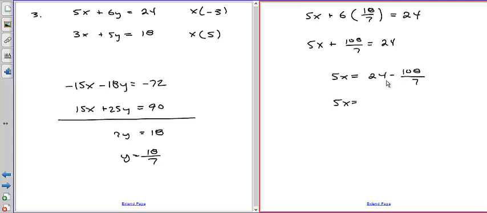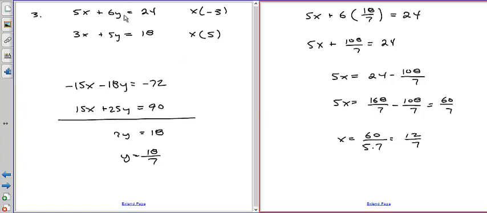Now 24, if you take 24 times 7, you get 168 sevenths. So 168 divided by 7 should be 24. And then you subtract 108 sevenths. So that's 60 sevenths. 168 minus 108. And then you divide both sides by 5. So you have 60 over 5 times 7. 60 divided by 5 is 12, so you get 12 sevenths. Okay, so those are the two solutions.